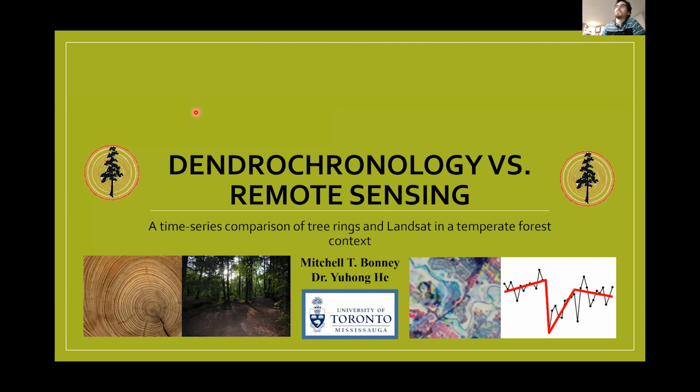My talk is looking at dendrochronology from a remote sensing perspective. I'm a remote sensor at heart, and I'm looking at how we can compare tree rings with Landsat, which is a satellite that I use in a temperate forest context. There we go. So I just wanted to show this picture.